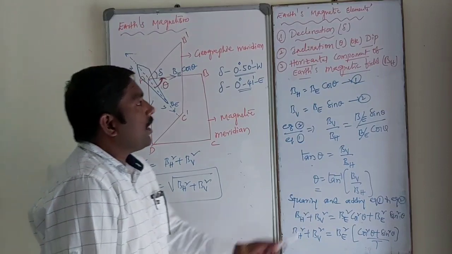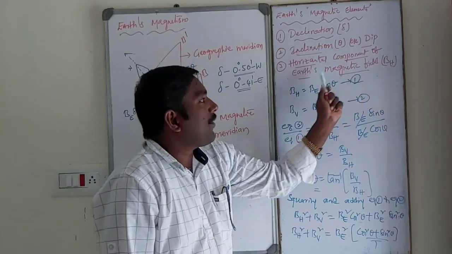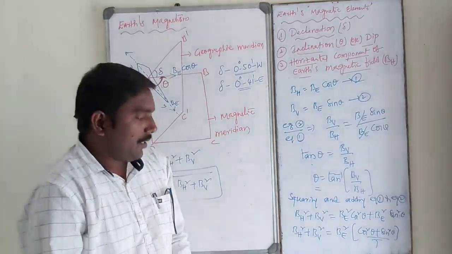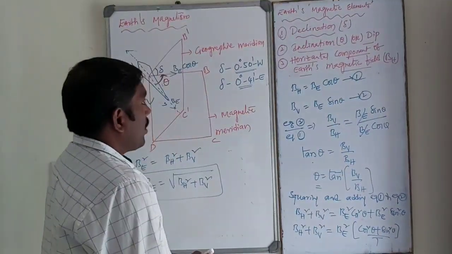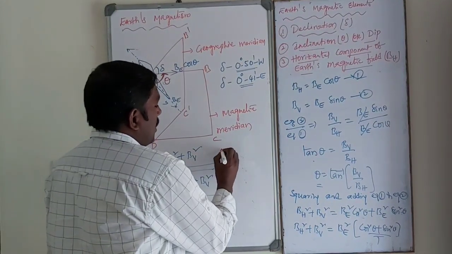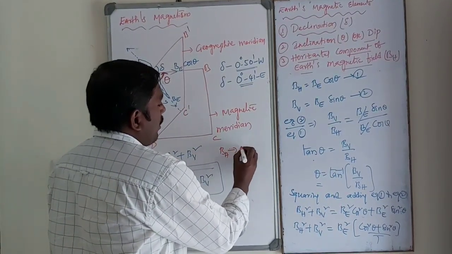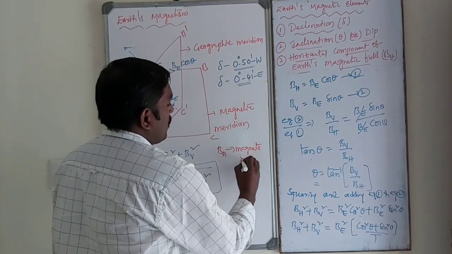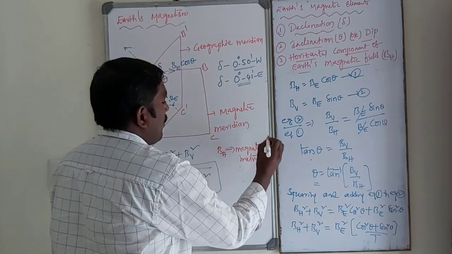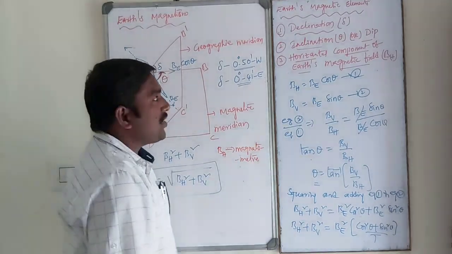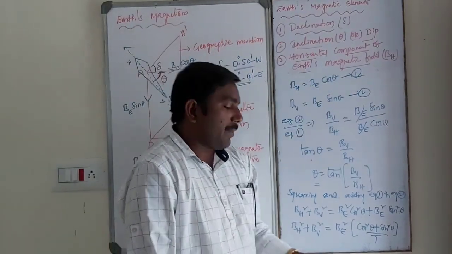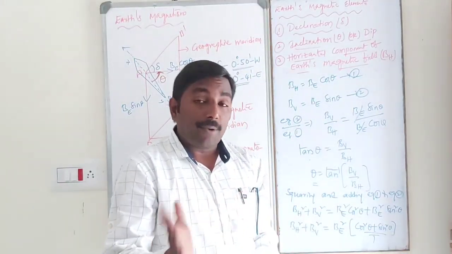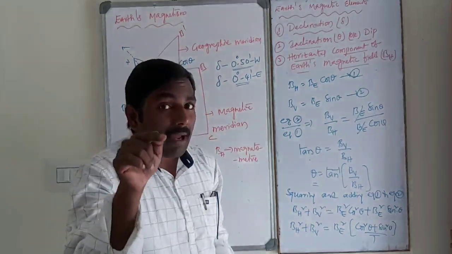See, the horizontal component of Earth's magnetic field is measured by a magnetometer. How is BH measured? BH is measured by a magnetometer. A magnetometer is a device to measure the horizontal component of Earth's magnetic field. The horizontal component of Earth's magnetic field also varies from place to place. It is maximum at the equator.